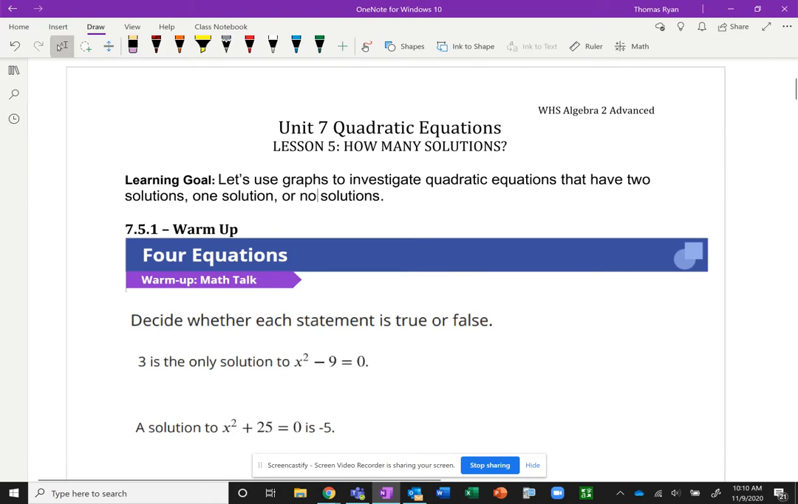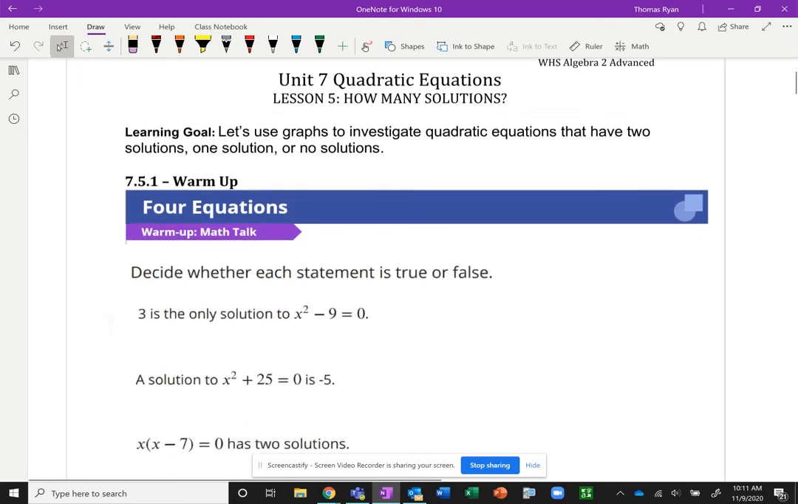Okay. So we're going to talk about quadratic equations, right? It's all about quadratics, but we're going to focus a little bit more on asking ourselves and recognizing how many solutions certain quadratics have. So we're going to investigate some quadratic equations and parabolas to see what's the difference between having two solutions, one solution, or no solutions.